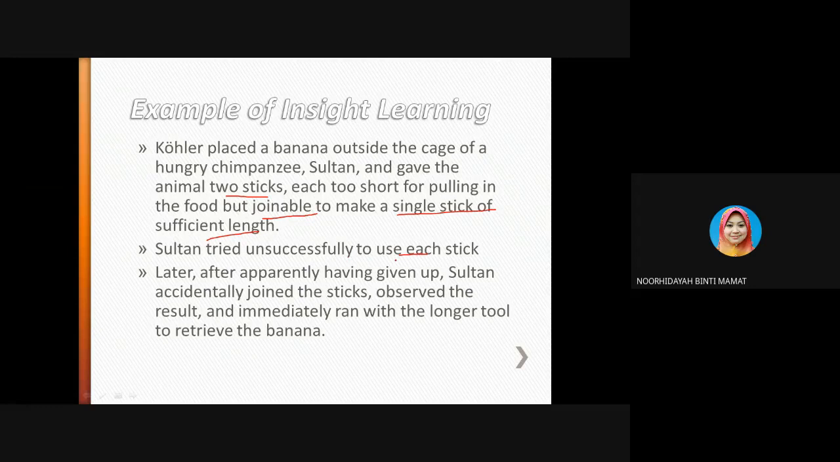So the chimpanzee had been given two short sticks to pull in the banana. On the first try, Sultan was unsuccessful, and later, after apparently having given up, Sultan accidentally joined the sticks and observed the result. Sultan immediately ran with the longer tool to retrieve the banana. So this is what we call insight learning.